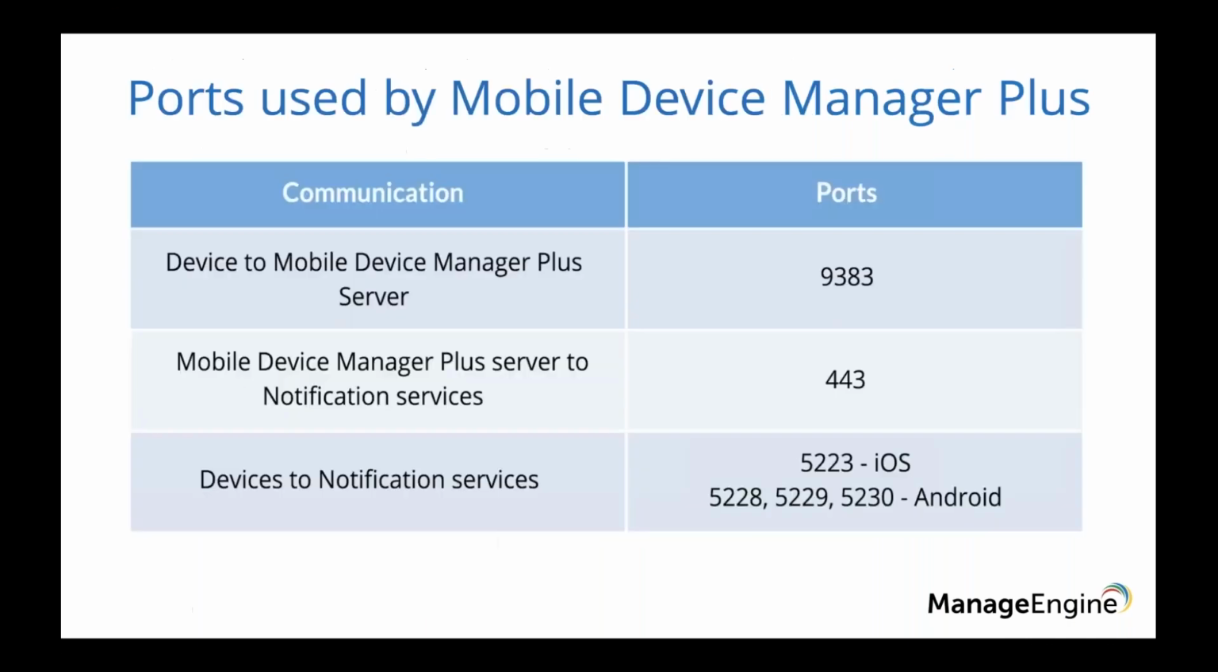Now for the ports used by Mobile Device Manager Plus. The main port when it comes to your on-premise solution would be port 9383, because that is the port wherein the devices would communicate with the Mobile Device Manager Plus server. And then the other ports would be 443 and 5223 to 5230 for your iOS and Android devices. So it's more of your devices reaching out to the notification service and the Mobile Device Manager Plus server reaching out to your notification services itself. So these are outbound ports that you would have to cross-check and open in your server machine.